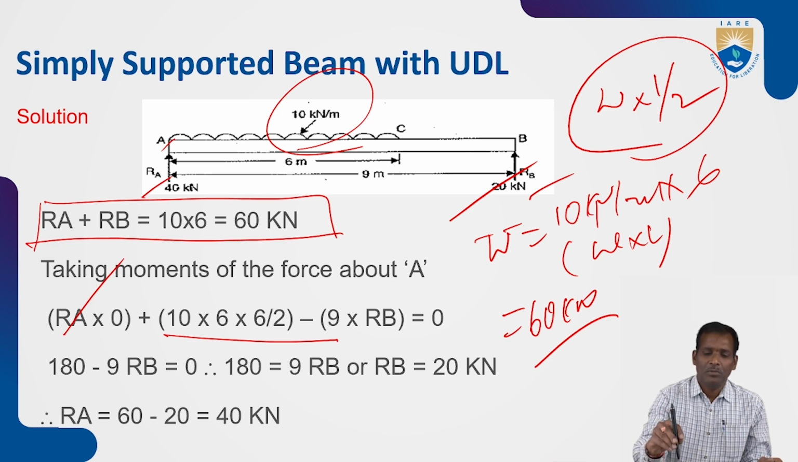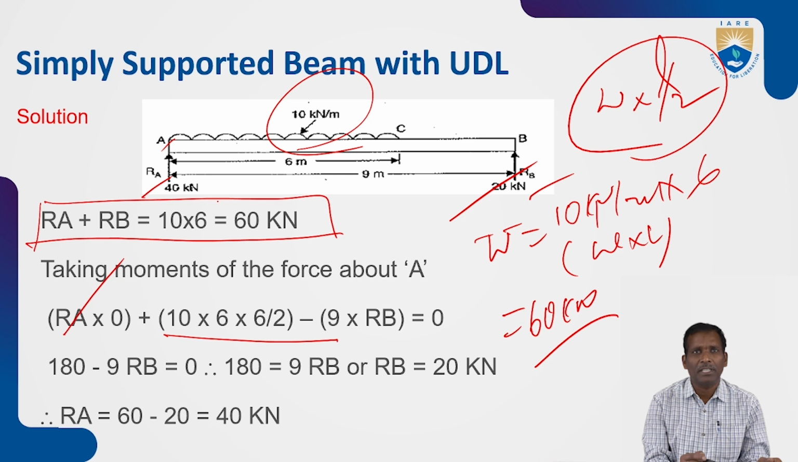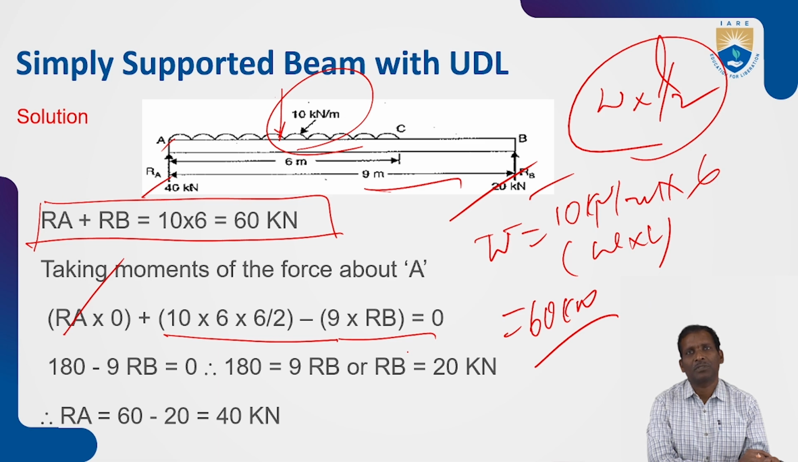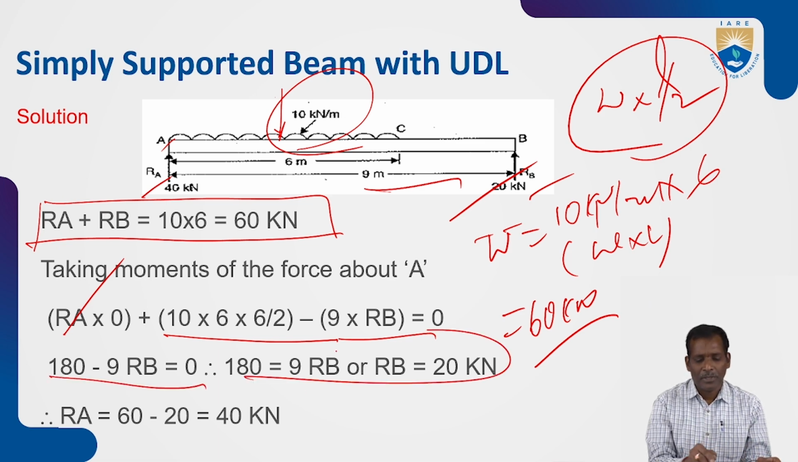So L by 2, for the UDL case you should take half of the distance, the 6 by 2. So they converted it into a point load. That's why you should take half of the distance, minus 9 meters, multiplied with RB, that is equal to 0. Now calculate: RB is equal to 20 kilonewton.